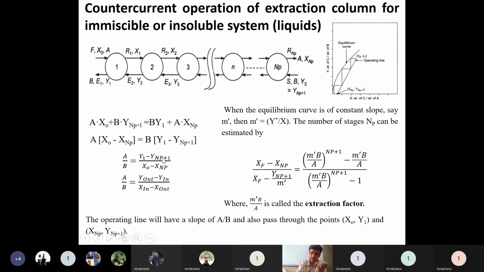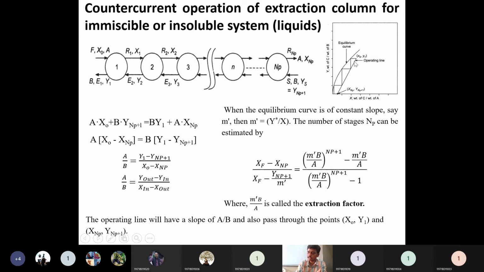This is the slope equation for the operating line, not the slope equation for the equilibrium curve. For this operating line, this is the slope. So what are the coordinate points for this operating line? There are two coordinate points. One is x_p, y_(p+1), and the other is x_0, y_1.